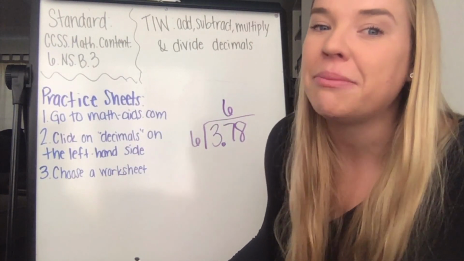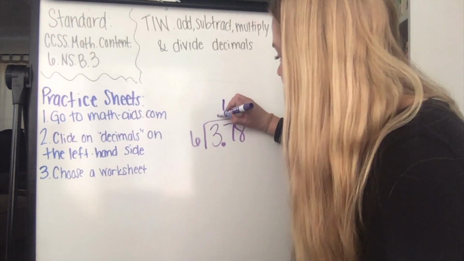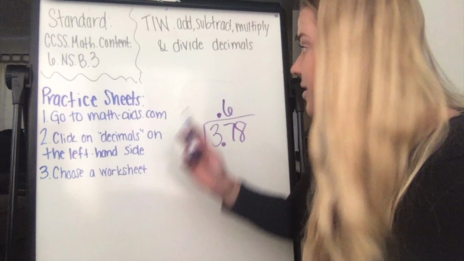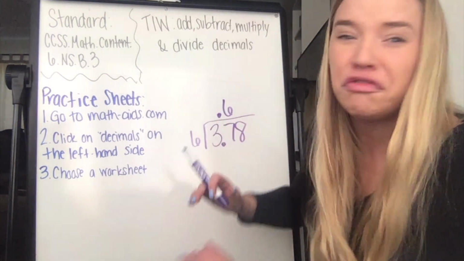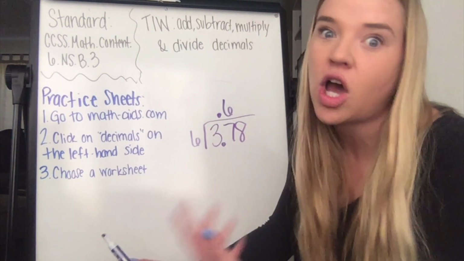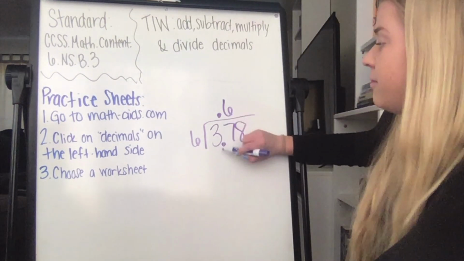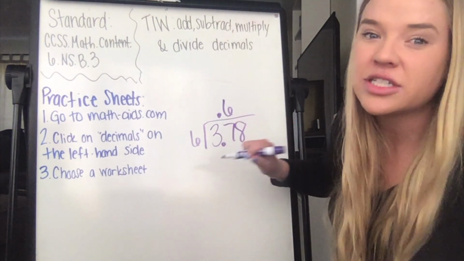But here's the thing that I missed. I have to bring that decimal up. That's going to give me a very different answer if I did not bring that decimal up, because that's 6 versus 6 tenths. Those are very, very different numbers, right? That's $6 versus 60 cents. Not the same at all. So I have to make sure that I put my decimal up. That could even be your very first step.